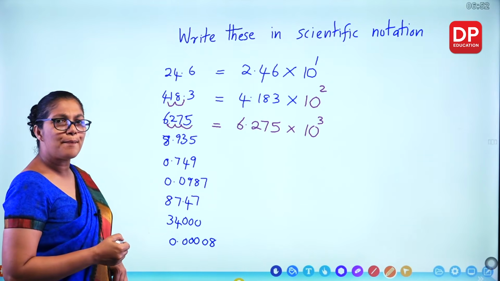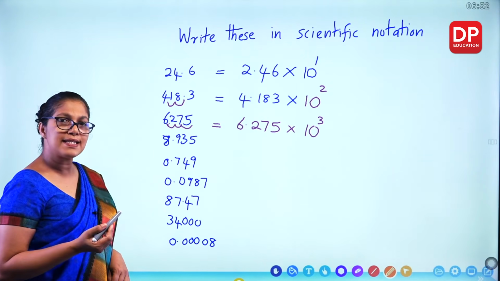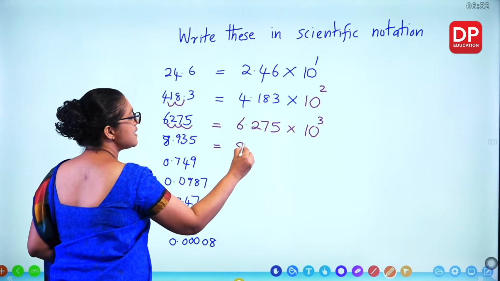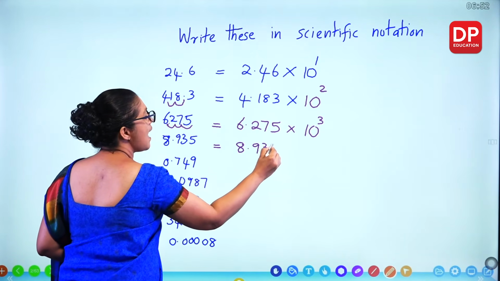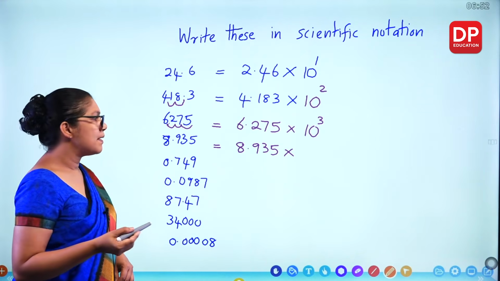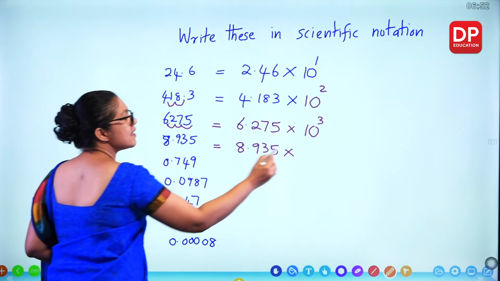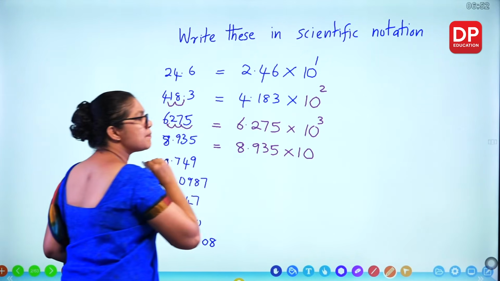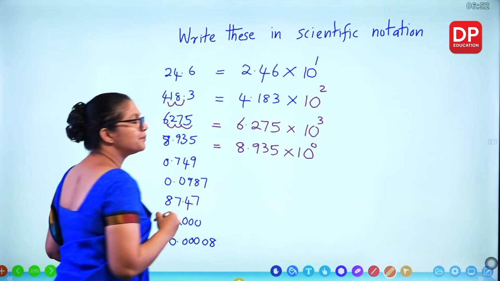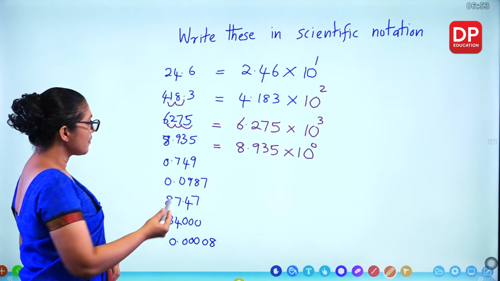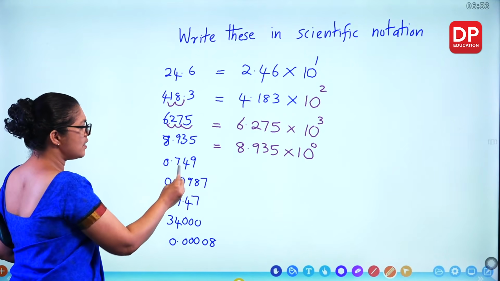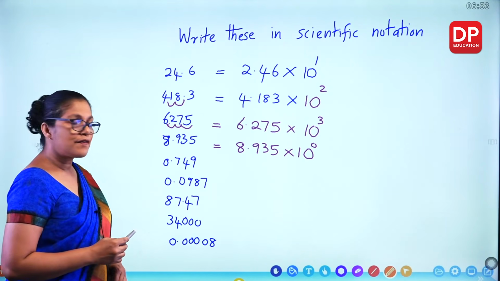Now try this number. What's the number less than 10? Already this is a number less than 10. So you write as it is. That means we are not changing the decimal place. So what's the number? You are just multiplying by 1. Multiply by 1 is 10 to the power 0. Now you get a decimal value. How can we write down in scientific notation?